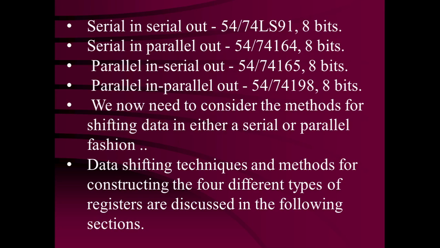And the last one is parallel in, parallel out. All the data bits are presented at the 8 inputs of the shift register, and with a single clock transition, data is loaded into the shift register and appears at the output. This IC is the 74198, an 8-bit shift register. We now need to consider the method for shifting the data in either a serial or parallel fashion. So here we are going to study how the data can be entered in serial or parallel fashion. Data shifting techniques and methods for constructing 4 different types of shift register are discussed in the following sections.